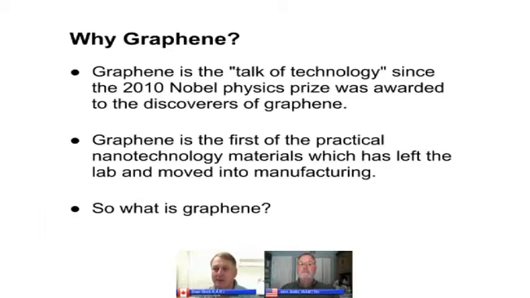Okay, so today we're going to discuss graphene. John, why graphene? This discussion is intended for our clients and any other asset-based lenders. Graphene is the talk of technology at this point. In 2010, the Nobel Physics Prize was awarded to the discoverers of graphene. These guys first created graphene using a roll of scotch tape and a piece of graphite, a story which is told many times. There's a great level of interest amongst investors in graphene.